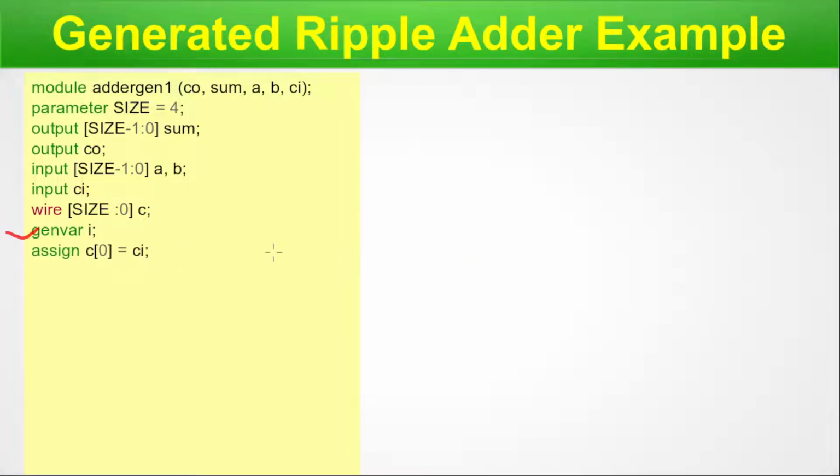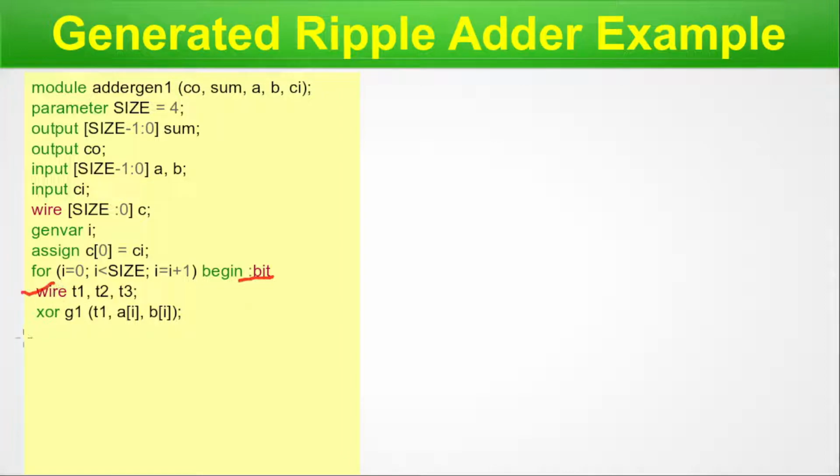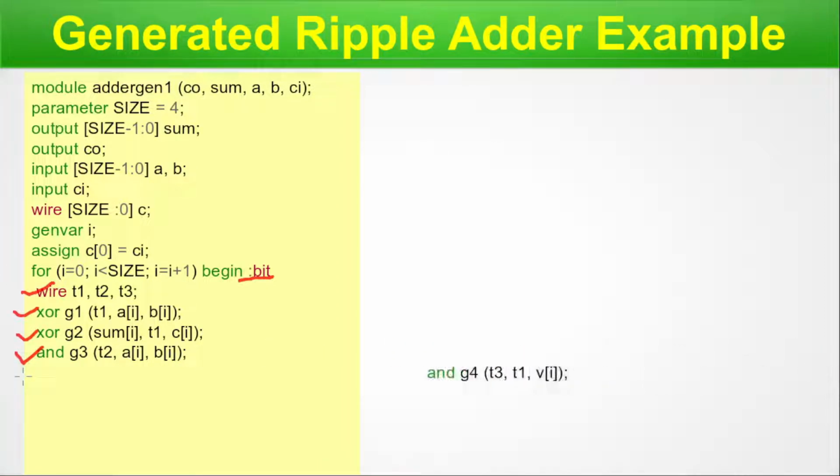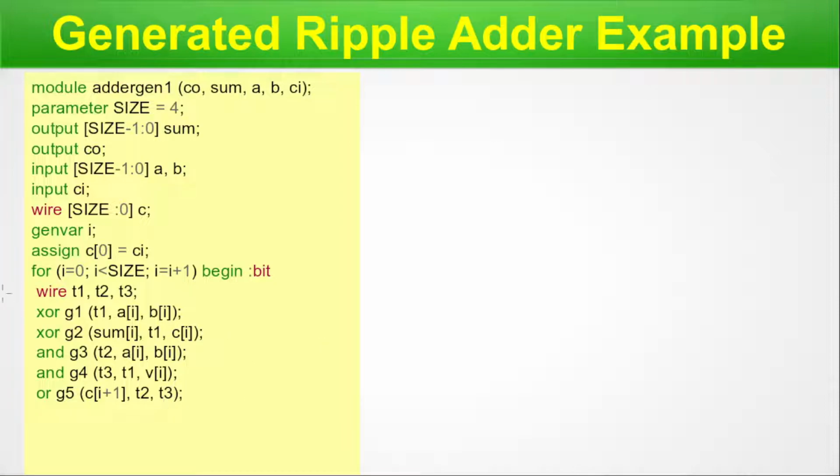Here our definition has ended and our genvar is declared. The genvar is i, and we assign C[0] equal to CI, and here is our for loop using the genvar. That means here our generate action is started and the name is bit. Here we have the statements going inside. First we have the wire statement, then we have the XOR instance, and another XOR instance, and we have the AND instance. So these are primitive gates, right? And we have the AND instance here, and we have the OR instance here. So this is a kind of structural modeling happening here. You can see the entire block here is structural modeling. And here we end our for loop.